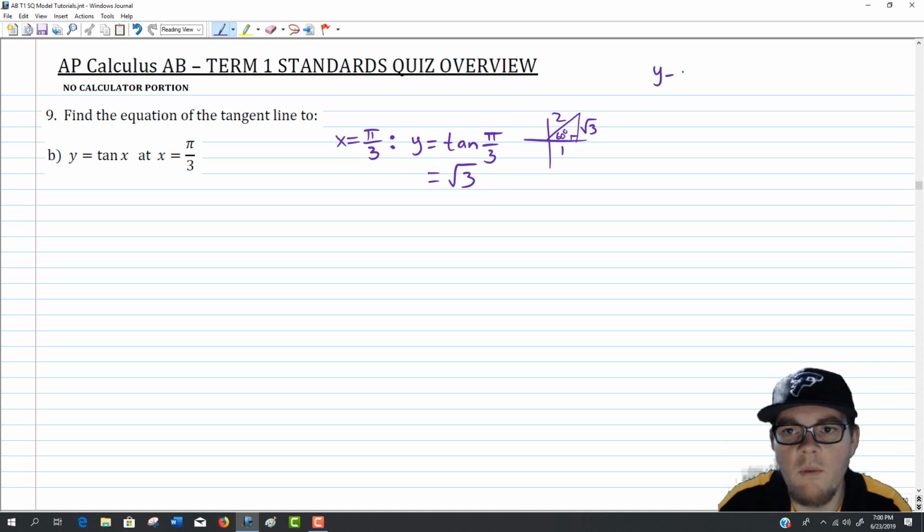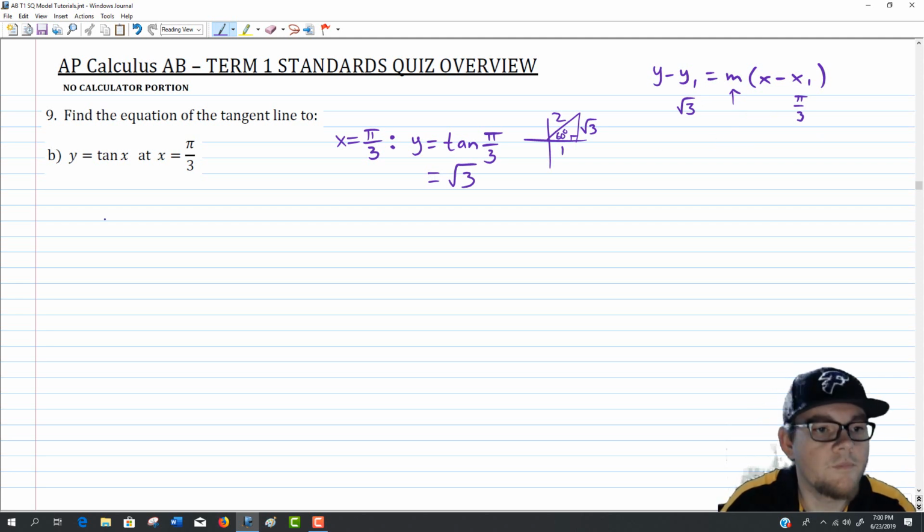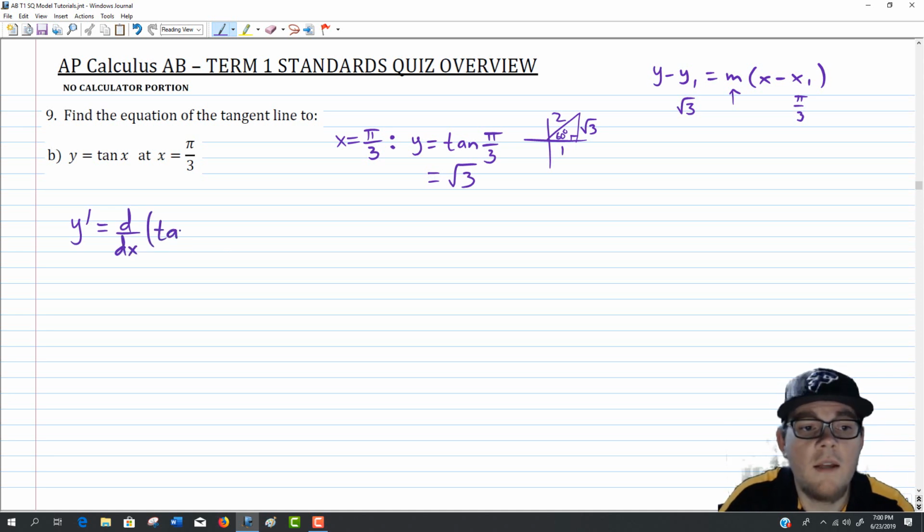So once again, keeping in mind what our tangent line formula itself looks like, we now know x1 is pi over 3. We know y1 is root 3. We're left needing to calculate the slope. So next, to find the slope, we're going to calculate y prime, which is the derivative with respect to x of tangent of x. The derivative of tangent of x can be found using the quotient rule, or you can just remember it and memorize it as secant squared of x.